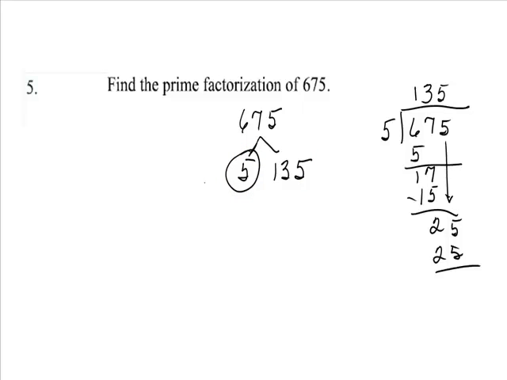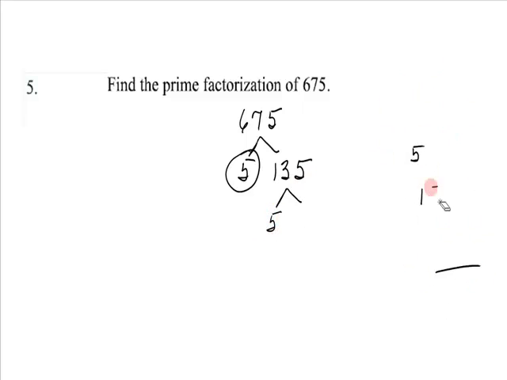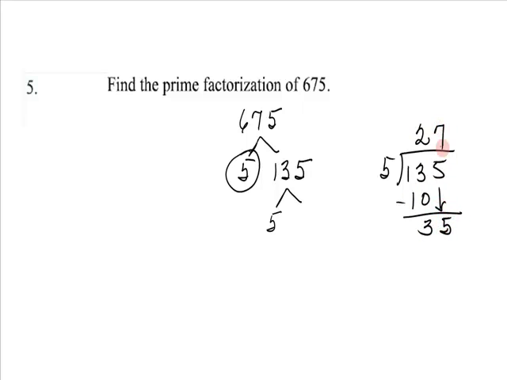Now, 5 is a prime. 135 is not, but it ends in 5. So, here we go. 5 into 135. That's 2 times. 2 times 5 is 10. Subtract for 3. Bring down the 5. 5 goes in there 7 times. So you might not have thought of it, but it's 5 times 27. That's a prime. Now 27.